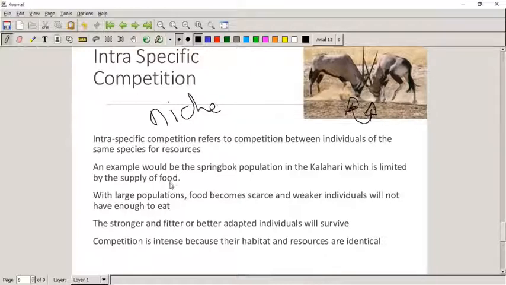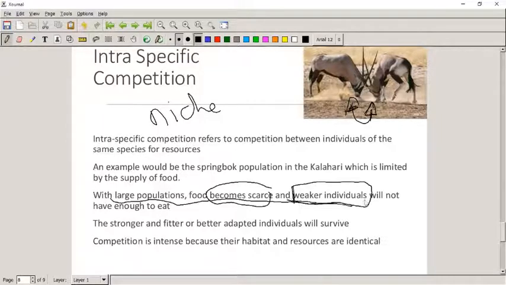Especially when we get larger populations, this tends to become more frequent. And when food is scarce, of course, then they will compete for food. And then also we find that the weaker ones, it's survival of the fittest, the weaker ones will tend to die.